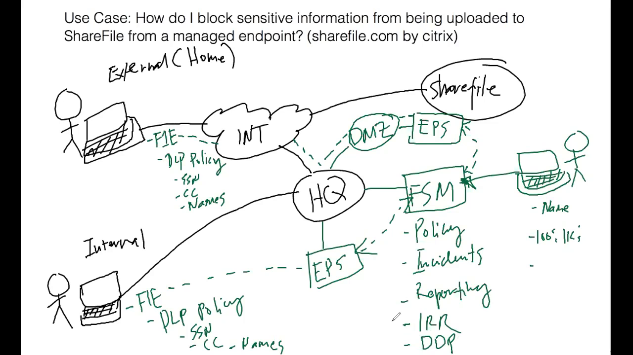But again, I'm not going to talk about it here because that's a totally different topic. I tend to digress, so I'm trying to get myself back in line with ShareFile. For the use case, how do I block sensitive information from being uploaded to ShareFile from a managed endpoint by Citrix? It's really simple. We drop an endpoint agent that has a copy of your DLP policy that is being managed in one place, and that's it. Drop it like it's hot. I think that's it.